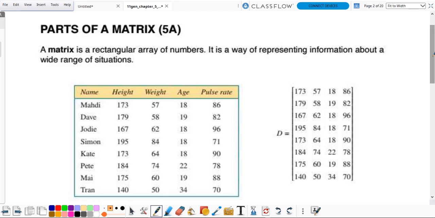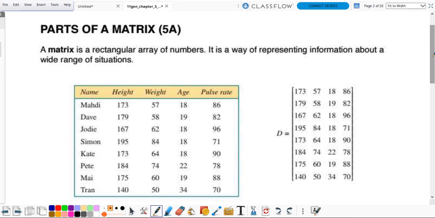So if I look at this matrix, on this row I've got all the information about Maddie. So this is her height, that's her weight, her age, her pulse rate. Represented in a matrix here. This is Maddie's height, her weight, her age, her pulse rate. And this is Dave. So there's his information there in a matrix. So you can see if I'm looking at it as a row, I can see each person's information. However, if I was to read it as a column like that, I can see each person's height, each person's weight, their age, their pulse rate.